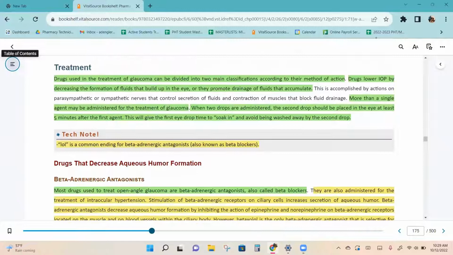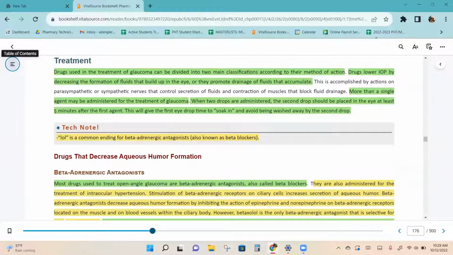Drugs used in the treatment of glaucoma can be divided into two main classes according to their method of action. Drugs that lower IOP by decreasing the formation of fluids that build up in the eye, or they promote drainage of fluids that accumulate. More than a single agent may be administered for the treatment of glaucoma. When 2 drops are administered, the second drop should be placed in the eye at least 5 minutes after the first agent. This will give the first eye drop time to soak in and avoid being washed away by the second drop. So that's something a patient might ask if they have to use more than one eye drop.